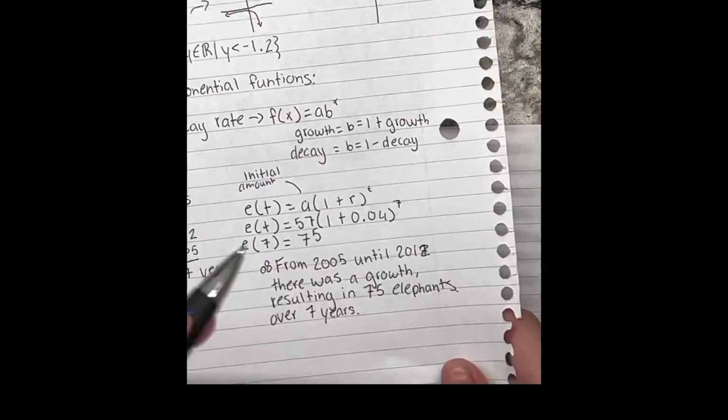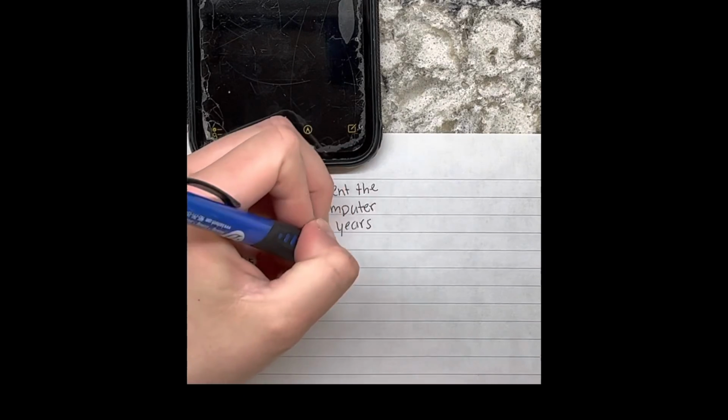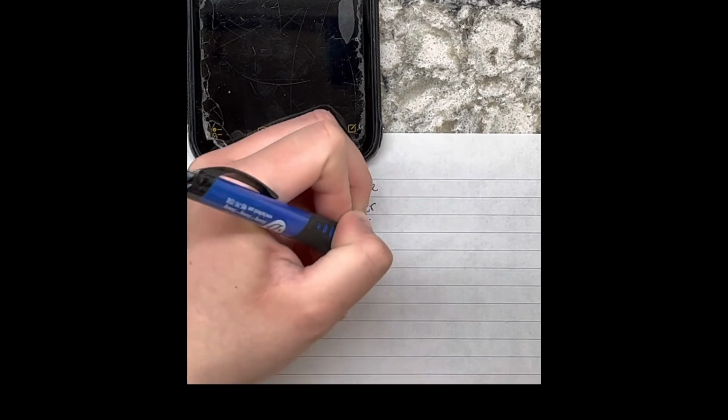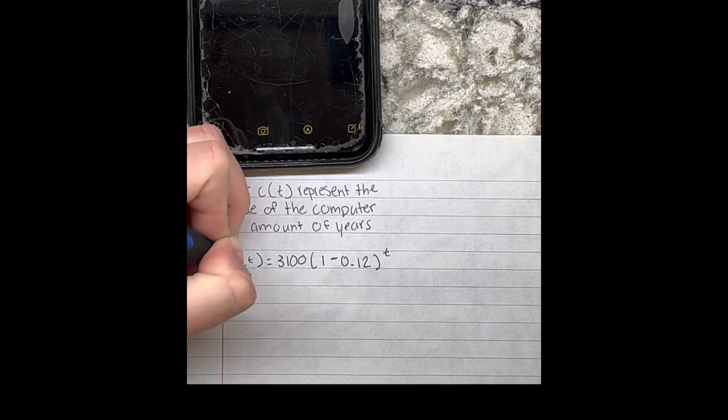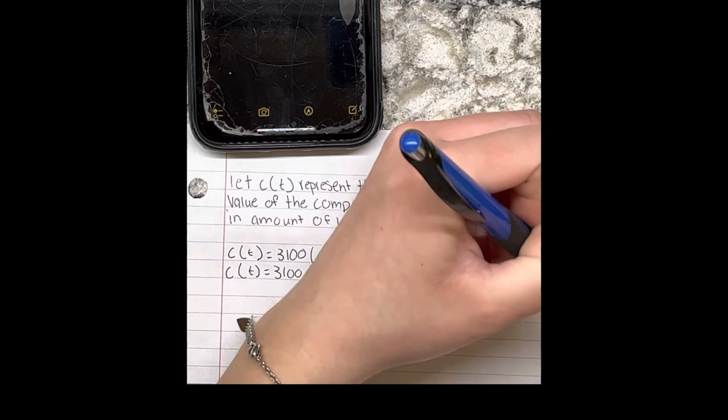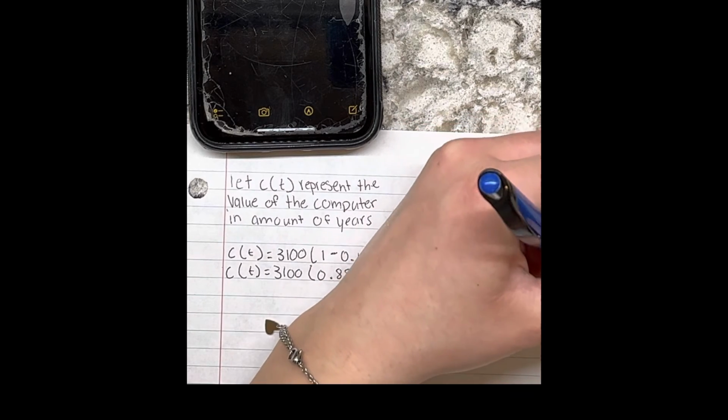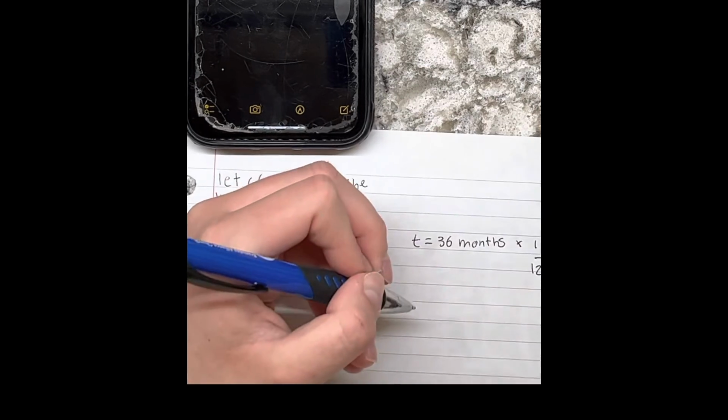So now we're saying C of t equals, and we want to check our formula for the decay rate because we know that it is losing value. So it is 1 minus the percentage lost. And then, of course, we have our A value, which is 3,100, which is the initial value.